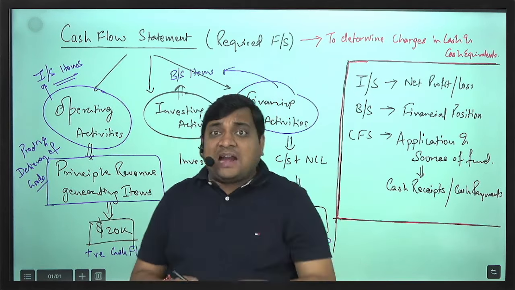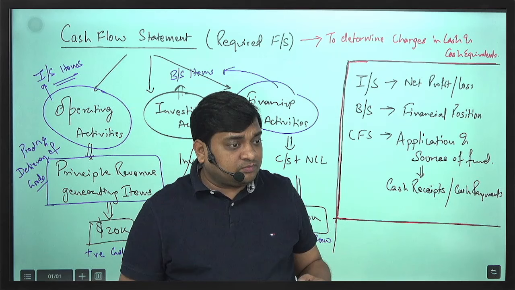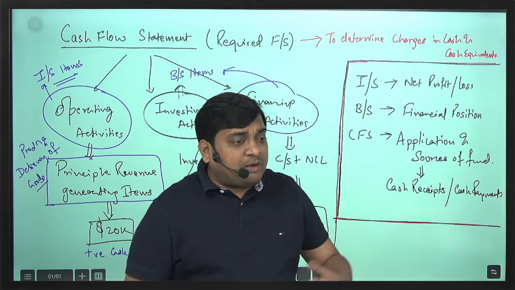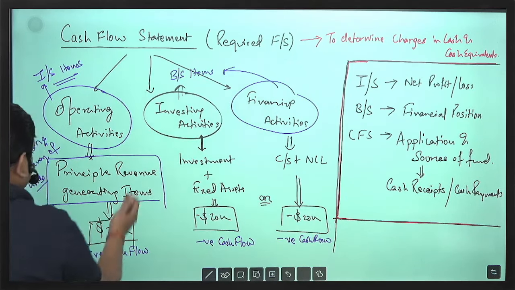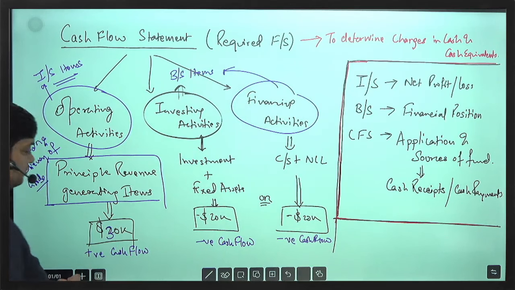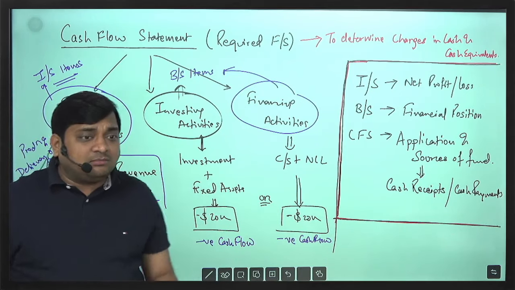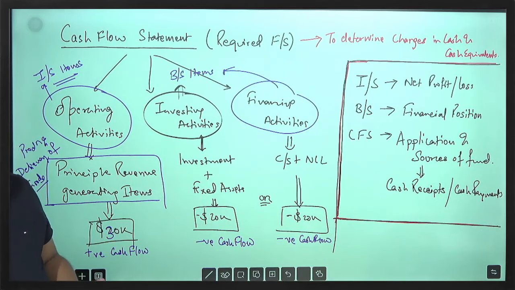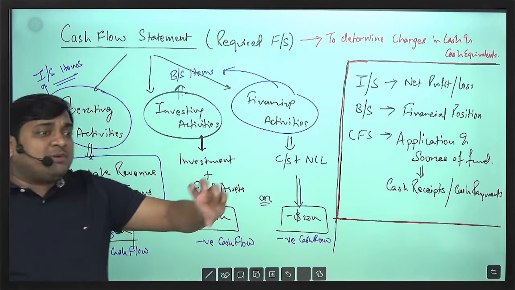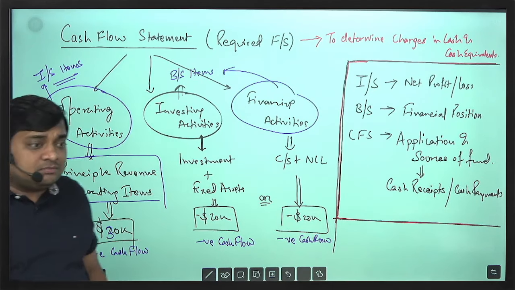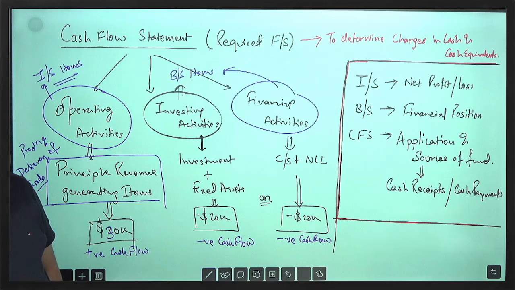So this cash flow statement is also prepared to identify the changes in your cash. There might be a case that I have generated 30,000 and 20,000 I have applied. So what is my change in cash? 10,000. It means my closing cash will be more than the opening cash by 10,000. Are you getting my point?